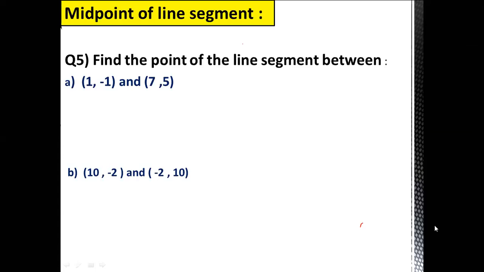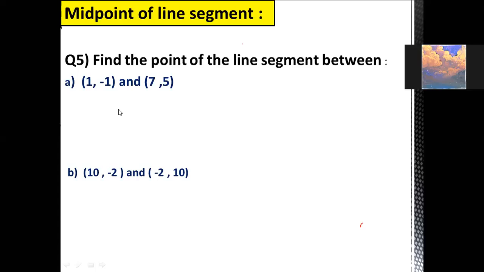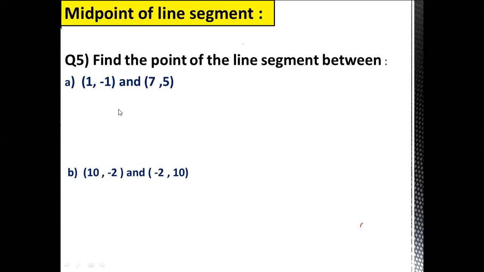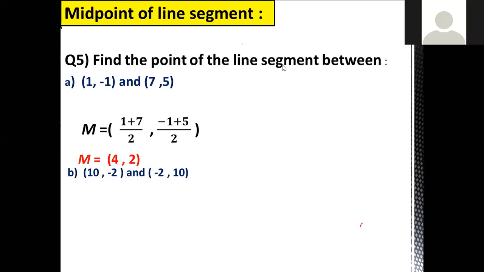Yes, teacher. How can I find it? First thing, we're going to add 1 plus 7, and divide over 2, and that is 4. And then negative 1 plus 5 equals 4, divided by 2 equals 2. Excellent, so the midpoint is? 4, 2. Excellent, Yasmin. Great job. Thank you. Who wants to help in the second one?